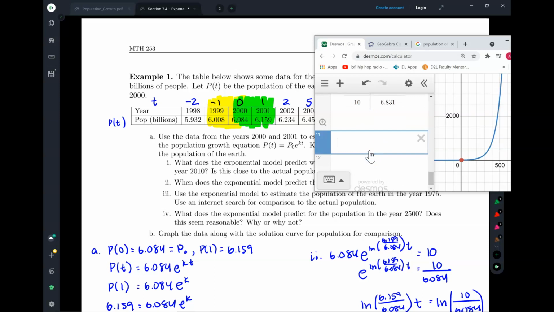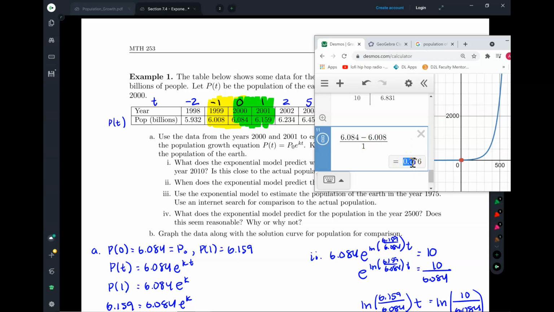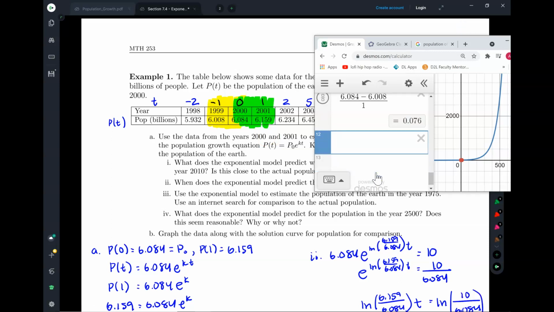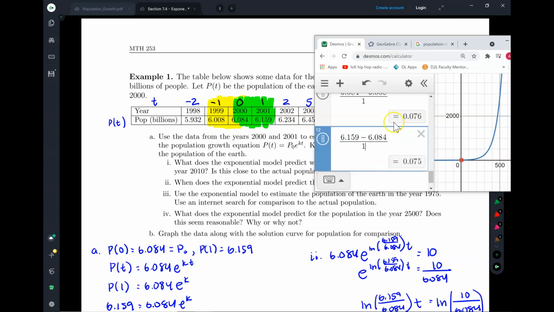So let's see, it would be 6.084 minus 6.008. Now we'd be dividing that whole thing by 1. I just want to make sure we're clear that I'm finding a slope between those two data points. So this means that the population increased by about 0.076 billion people between 1999 and 2000. So then we do the same thing for 2001 to 2000, dividing by 1, and then we would average these.